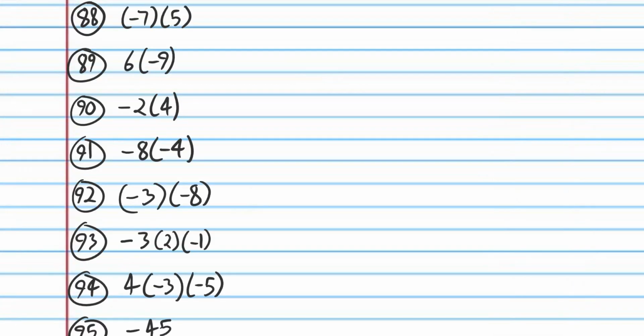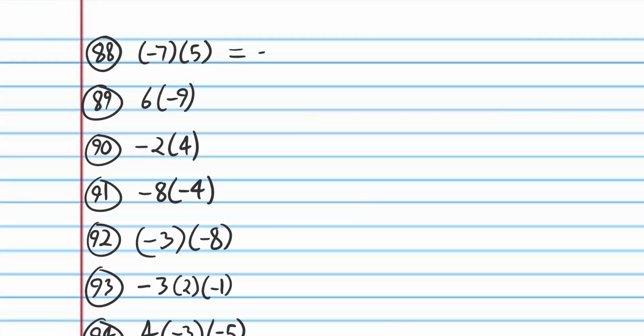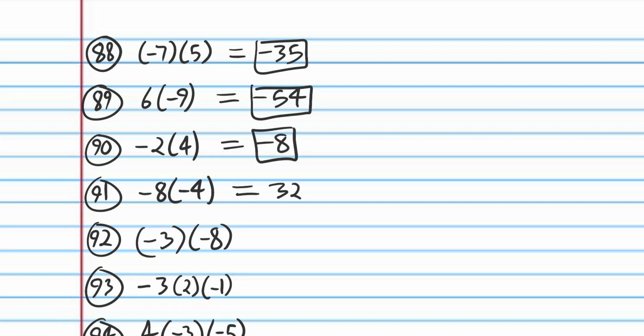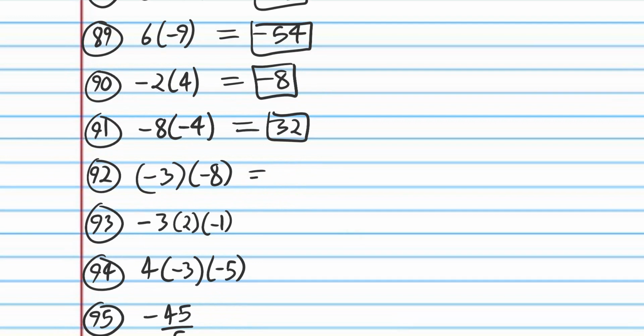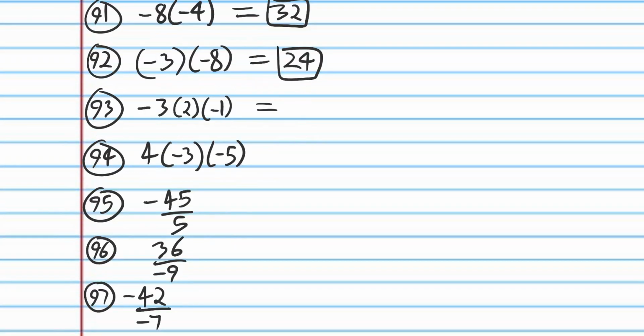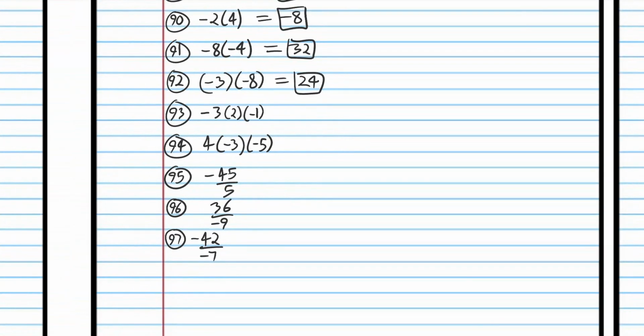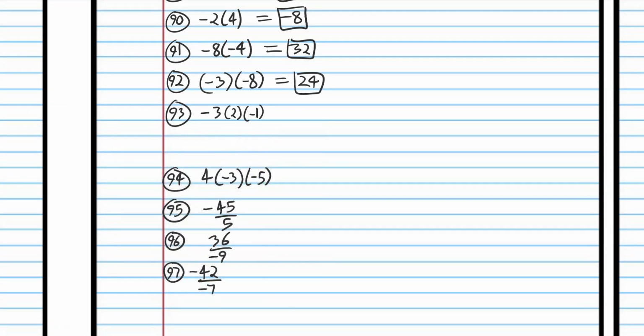All right, we're back. So you should have gotten negative 35, negative 54, negative 8, and I don't have to say all these. On this problem, I should have given you some more room here. Negative 3 times 2 is negative 6. Negative 6 times negative 1 is 6. So if you got 6 for that problem, good job.